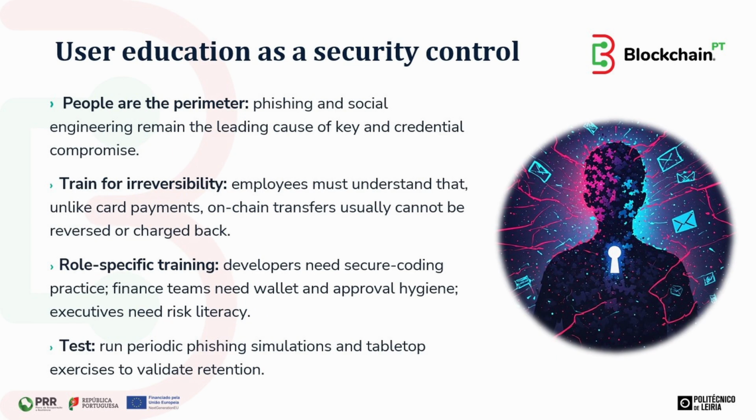User education guards the perimeter against phishing and social engineering, stressing that on-chain transfers are irreversible. Role-specific training, such as secure coding for developers, wallet hygiene for finance, and risk literacy for executives, must be reinforced with periodic phishing simulations and tabletop exercises.